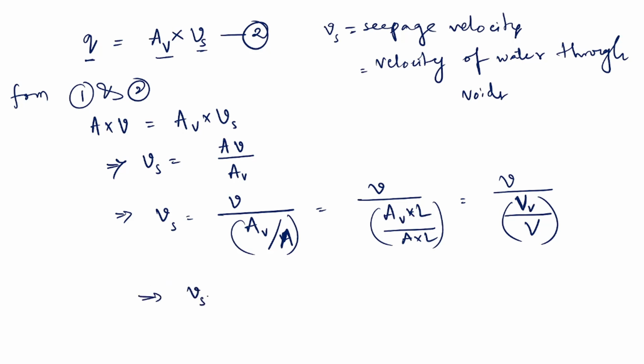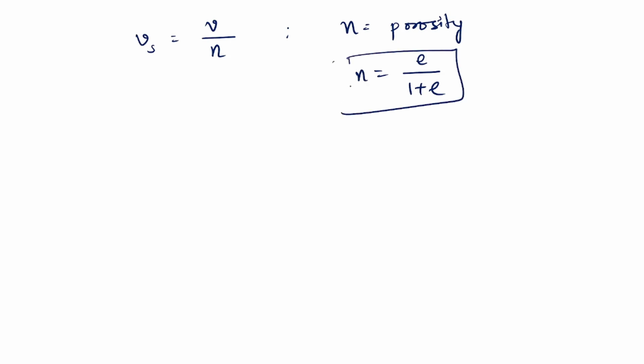Now if you see, Vs equal to discharge velocity divided by volume of voids by total volume, which is nothing but porosity of the soil. Okay, now you know this is 3. What is seepage velocity? Discharge velocity divided by porosity. n is porosity. It is also calculated by using void ratio. But how to calculate n?